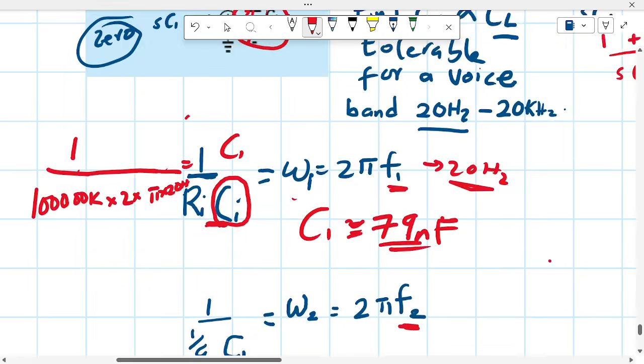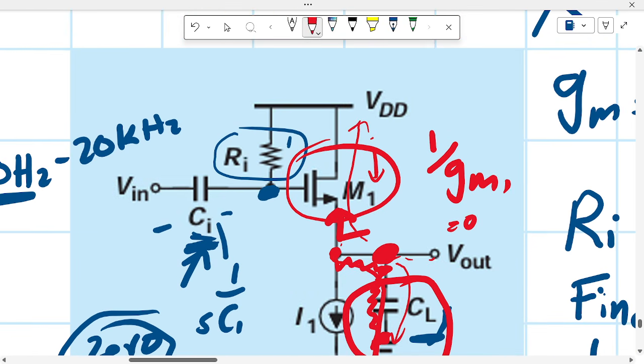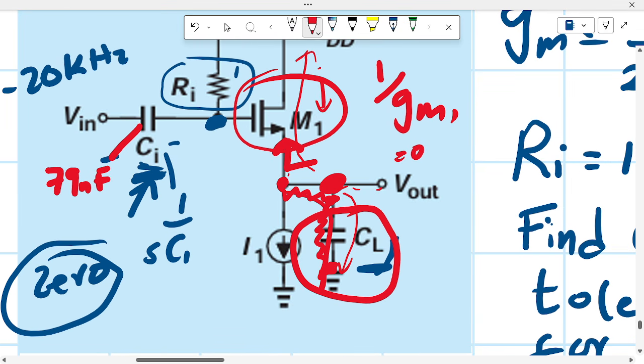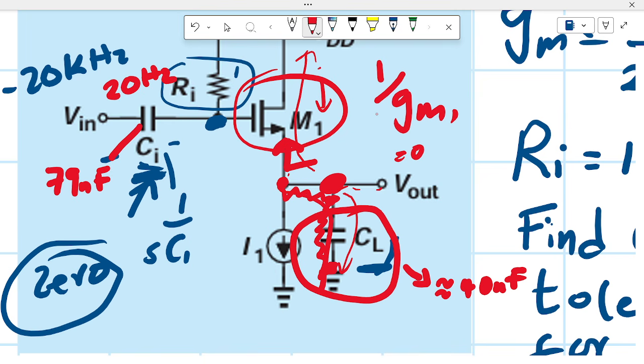So what this tells us is, if we put a capacitor of 79 microfarad here, and the load capacitance introduced is up to something like 40 nanofarad, then the signal would allow a signal of 20 hertz frequency to go through without attenuation, and we could also allow a signal of 20 kilohertz to also go through the output.